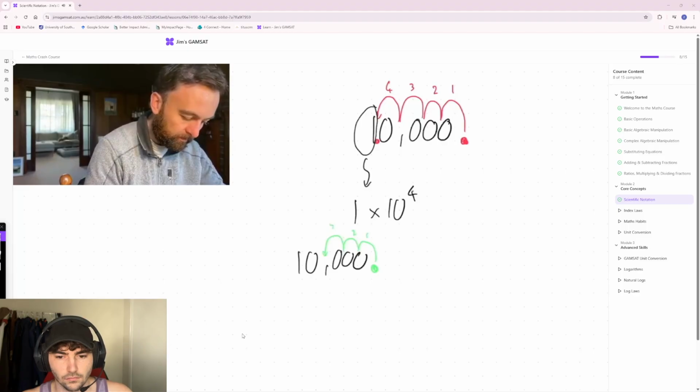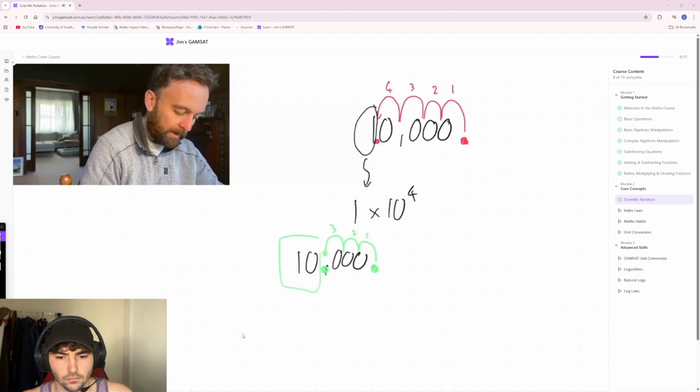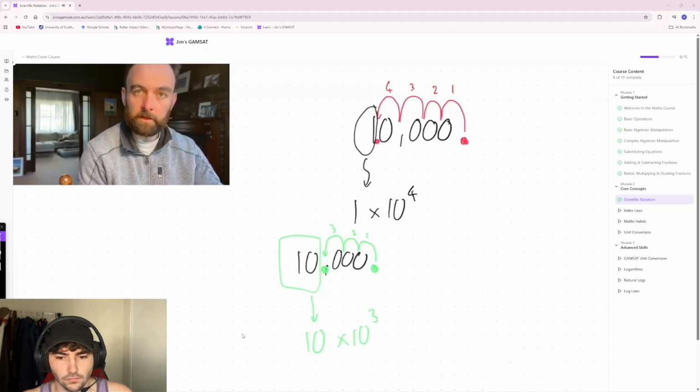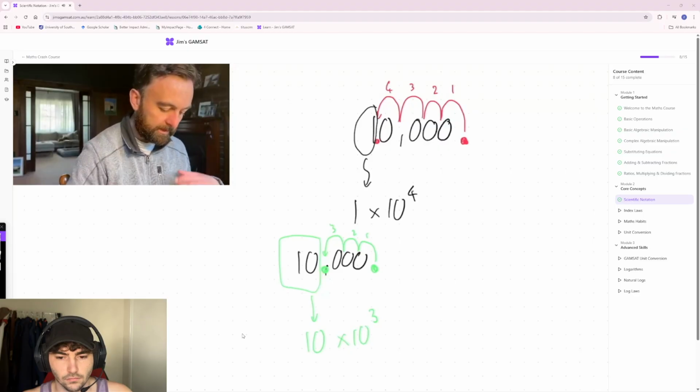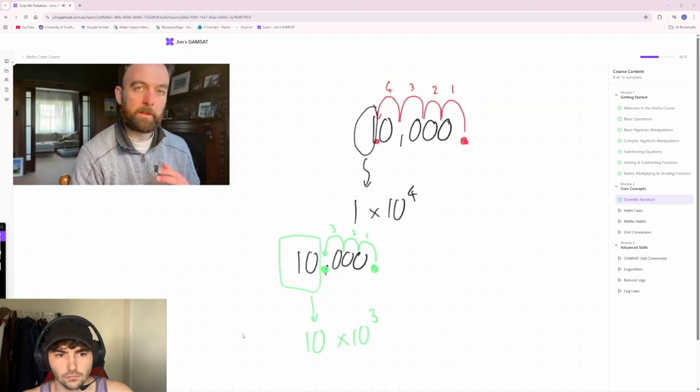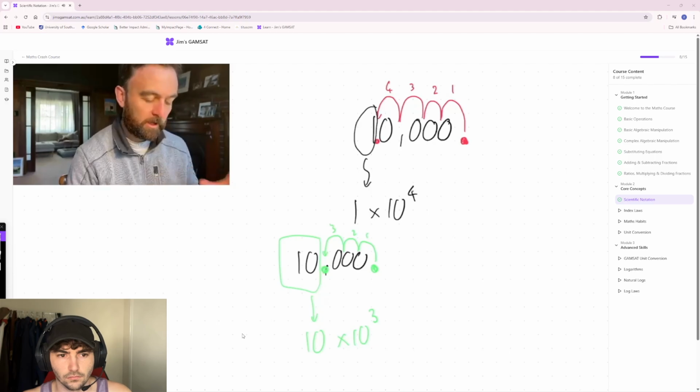So 1, 2, 3. Decimal point goes here. So whatever's to the left comes out the front. And then however many times I've jumped is the number that goes on the 10. So everything's exactly the same. Now, I'm just kind of signposting this because this will become relevant later.